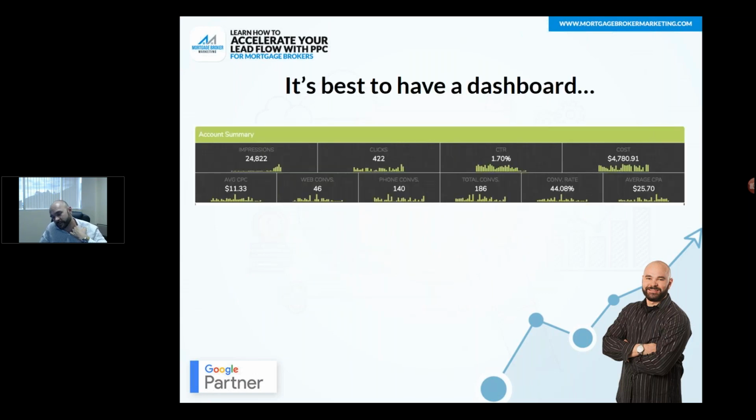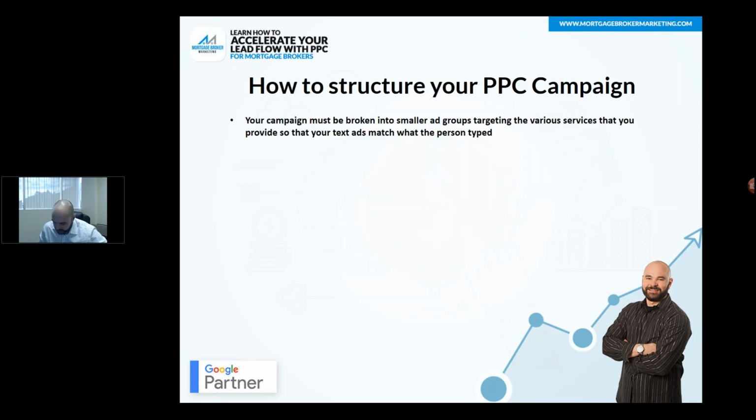It's best to have the dashboard, so you can see how many calls came in, how many conversions there were that month, what the conversion rate of the landing page is, and really the cost per acquisition of your campaign, or the cost per lead.